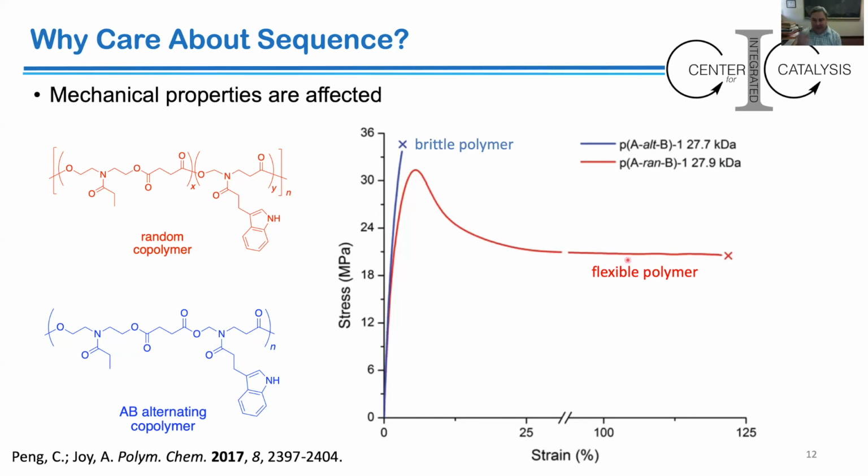And so it's not necessarily true that you always want to have a perfectly sequenced polymer. Depends on the application that you want. But what you can see here is by changing the sequence from an alternating copolymer to a random copolymer, we change something that would be a stiff plastic to something that would be more like a thermoplastic elastomer. And so this is a good example of how sequence can control mechanical properties.